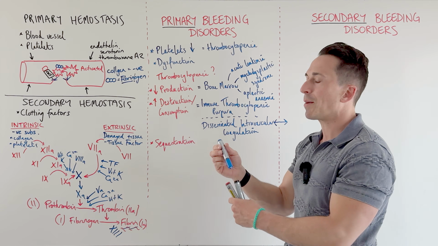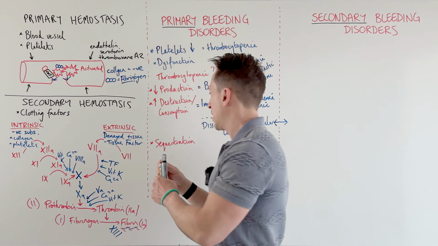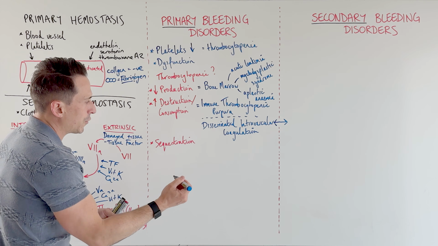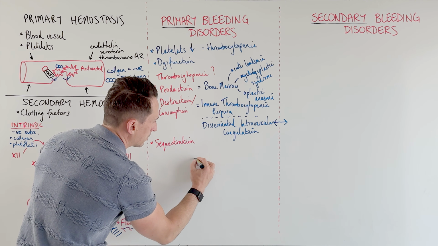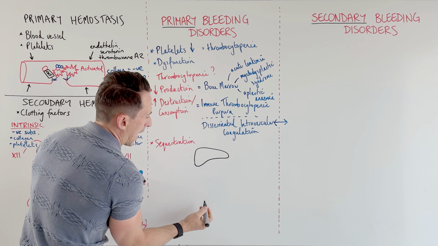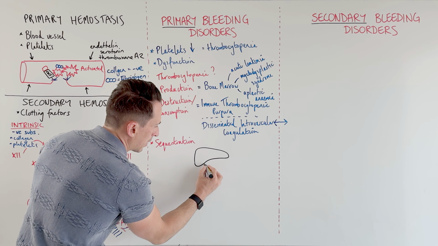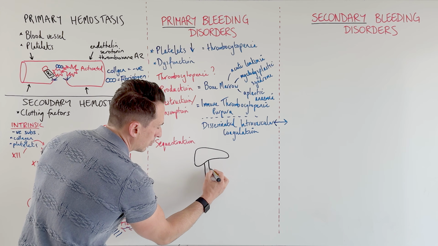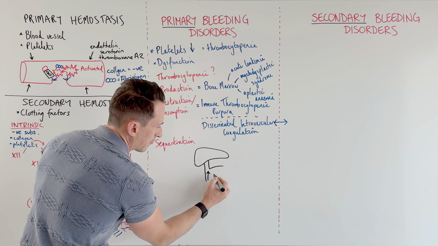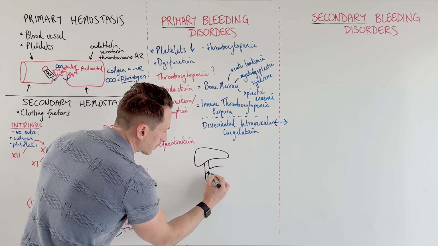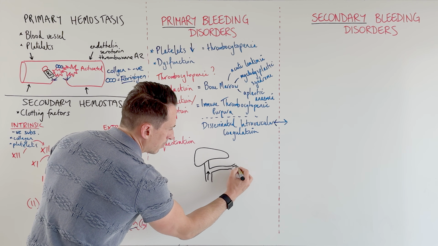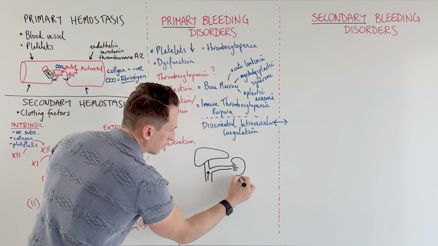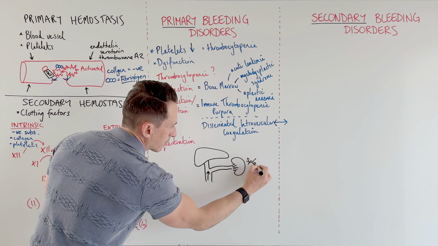So sequestration happens in the spleen. Now, think about it like this. If you've got, let's draw it up quickly, the liver, right, and you've got the portal system, so the blood is trying to get to the liver from the GIT, and then let's say you've got blood vessels to the spleen. So there's the spleen, right?